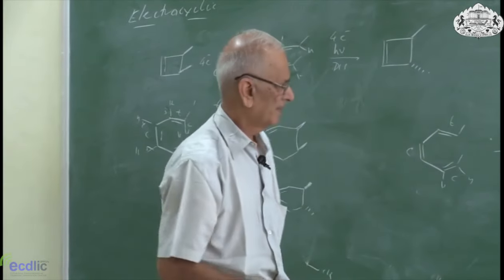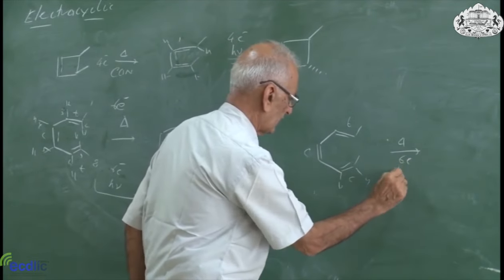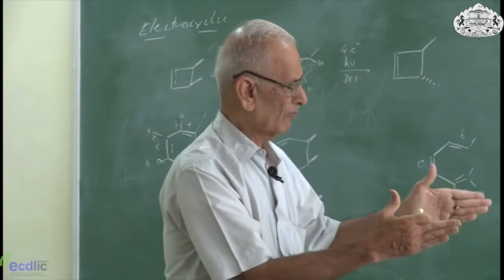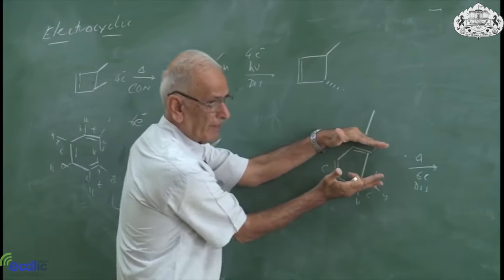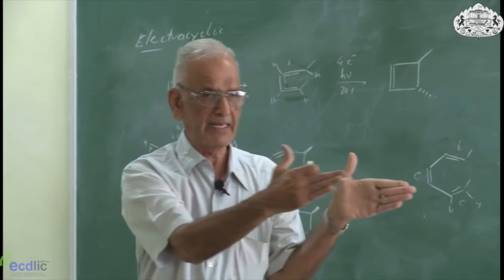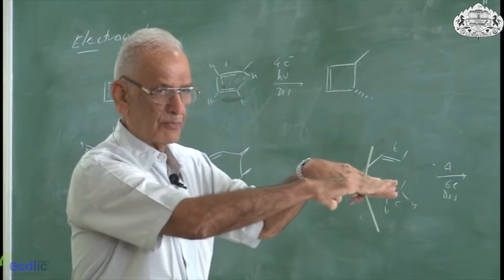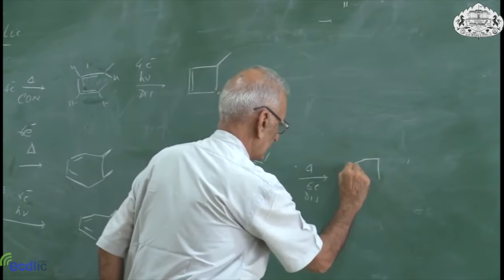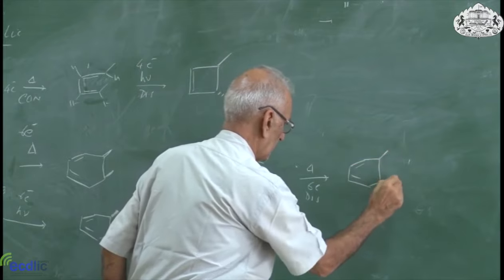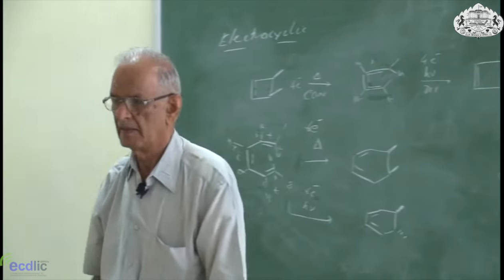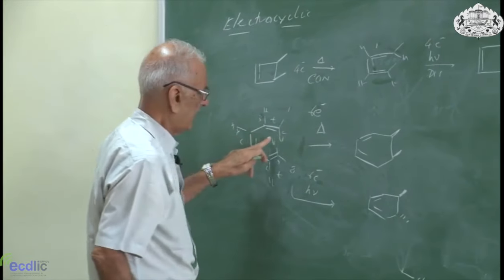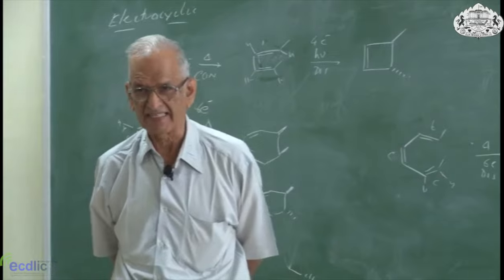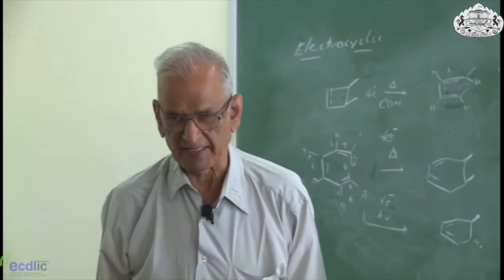Six electron thermal reaction is going to be disrotatory. So, one methyl group is outside, one methyl group is inside. Disrotatory means thumbs must move in opposite directions. So, product will be one methyl group up, one methyl group down. Isomer A gave me product B. Isomer A dash gave me product B dash. Reaction is stereospecific.